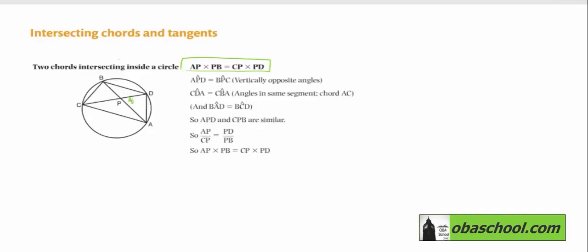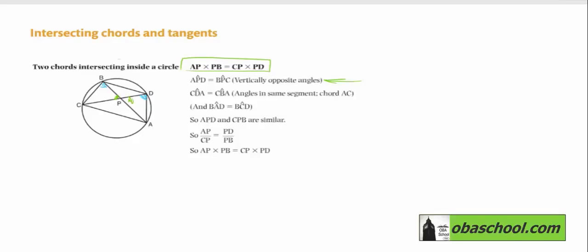inside a circle. Another one is angle APD equal to the opposite angle BPC, and that is because they are considered as vertically opposite angles. Now, moving on to the third rule, we have angle CDA equal to the angle CBA. And that is, of course, following the rule angles in the same segment, which is the chord AC. And so these angles are to be considered equal with respect to the rule that we have just mentioned.